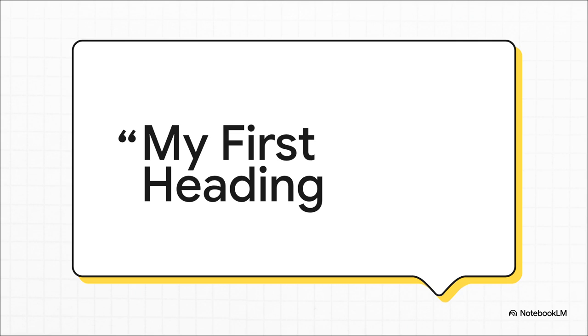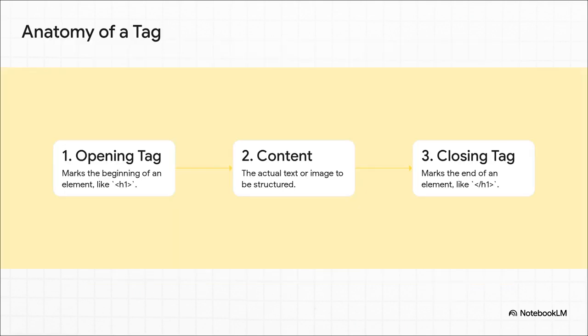In this case, it's basically saying, hey, browser, this text right here, my first heading, is the most important heading on the page. So how does a tag like this actually work? Well, pretty much every basic tag has three parts. First, you've got an opening tag, that H1, which tells the browser where the element starts. Then you've got your actual content. And finally, you have a closing tag. See that little forward slash in there? That's the key. That tells the browser, okay, the heading is over now, move on.